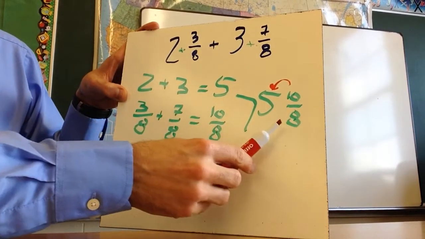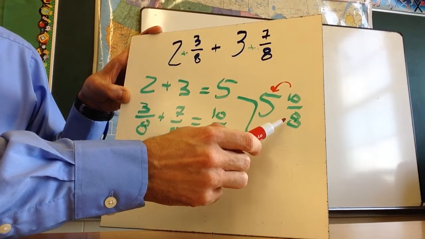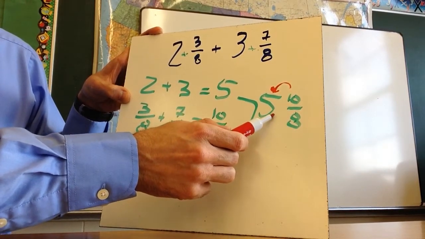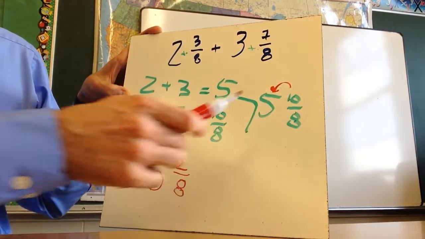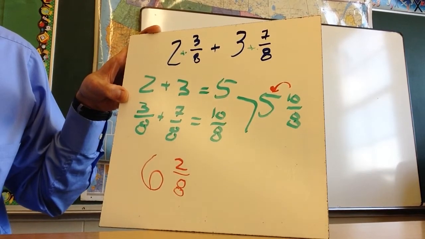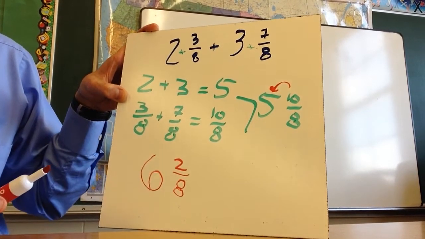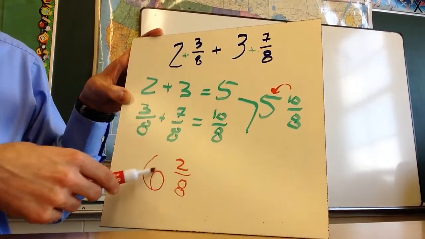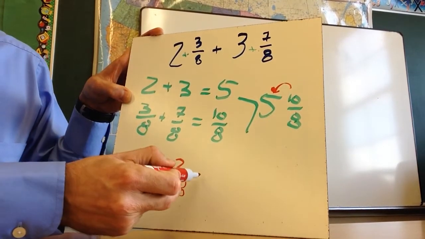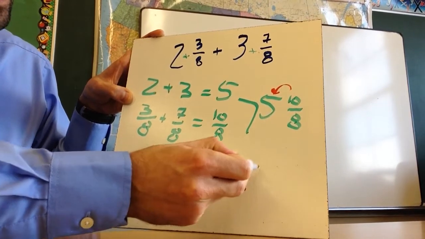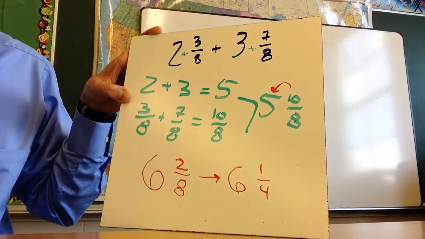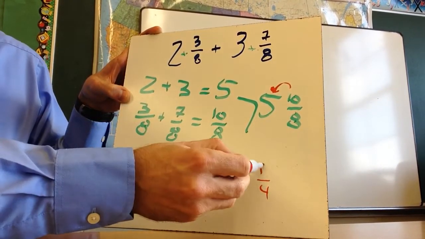All right, so if you think about this number, this would be 40. 8 times 5 is 40, plus 10 more is 58. This, 8 times 6 is 48, plus 2 more is also 58. So these two numbers are actually the same thing. Right? And then from here I got to reduce the 2/8, so this is actually going to be 6 and 1/4. Right? So that'd be my final answer.